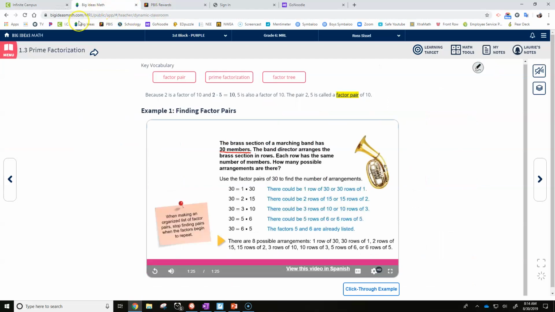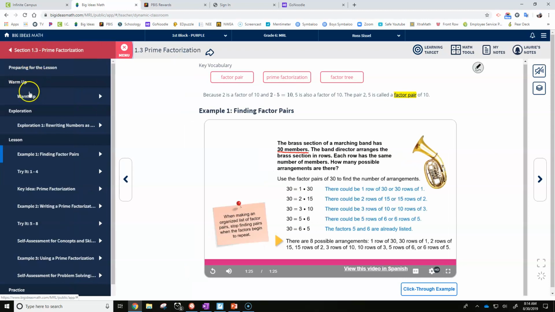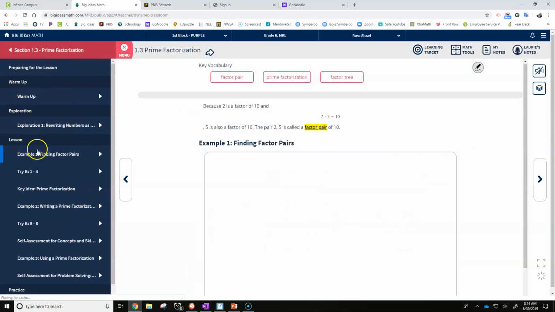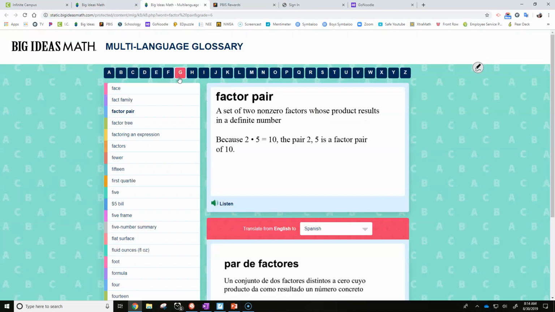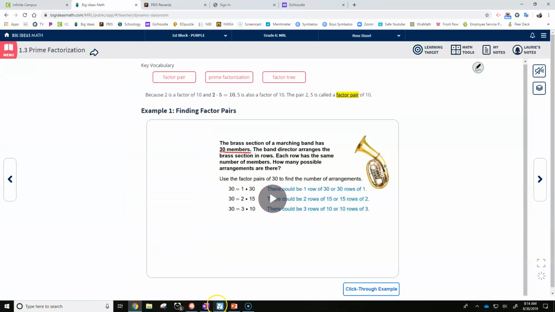If I go into our Big Ideas, and I'm in lesson 1.3, at our example 1, you'll see some of these words. Here's factor pair on our Big Ideas website. If you click on it, it takes us to the glossary. A set of 2 non-zero factors whose product results in a definite answer. Exactly what Braden just explained. 2 numbers that when multiplied give us our given number. So, that's what we're going to be working at.